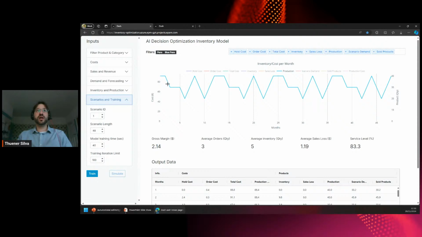And everything starts with this production, right? So first the model will give you the optimal production, then you're going to join this and see what's going to be your inventory levels with this, right?